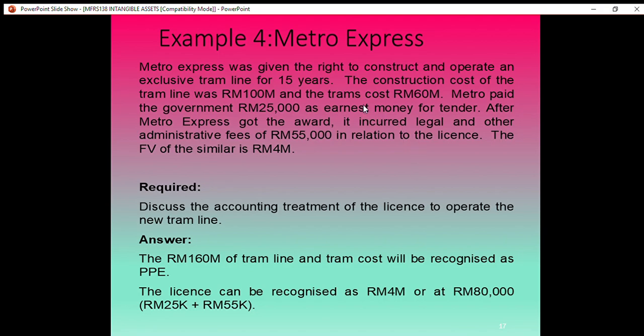The earnest money is the same as deposit or money paid to confirm a contract. So it's like a deposit payment.